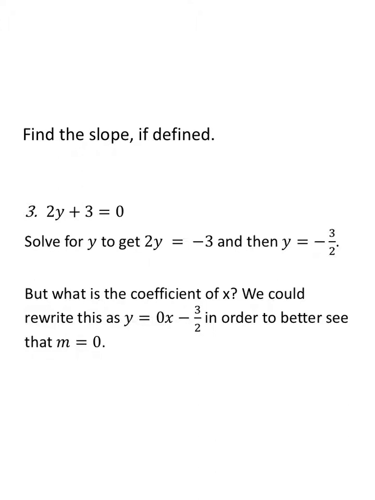Find the slope, if defined, of 2y plus 3 equals 0. I'm going to solve for y again. I'm going to subtract 3 from both sides, and then divide by 2. I get y equals negative 3/2. But I don't see an x. So what's the coefficient of x if there's no x written? Well, we could rewrite it as y equals 0x minus 3/2, because 0 times x is 0.